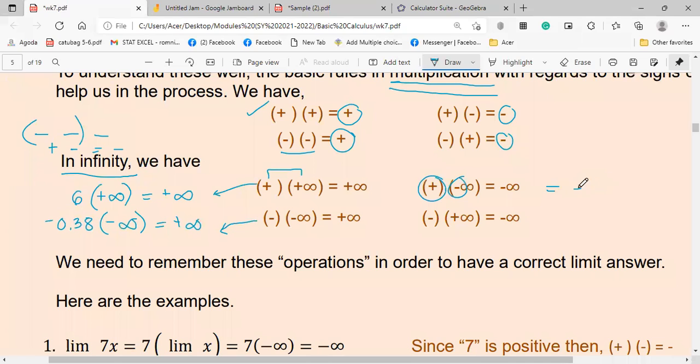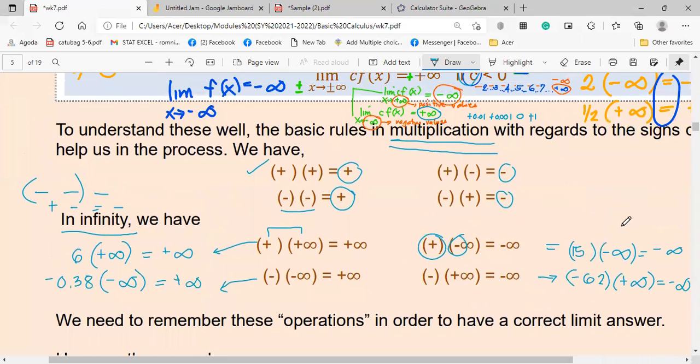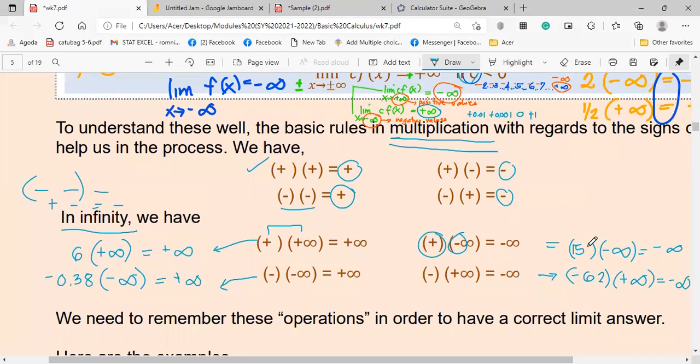If you have, let's say, 15 multiplied to negative infinity, the answer is negative infinity. But we do not treat them as equations. We are referring to the limit concept. Let's say here you have negative 62 multiplied to positive infinity, negative infinity. Okay, so that is on the operations under multiplication. That is still under multiplication class when it comes to infinity. Meron pang ibang kwento mamaya as we go through.